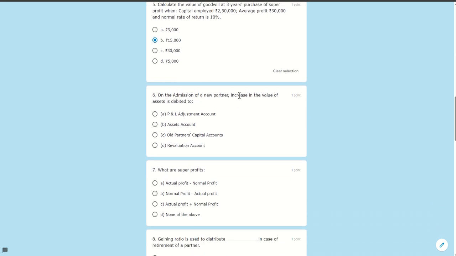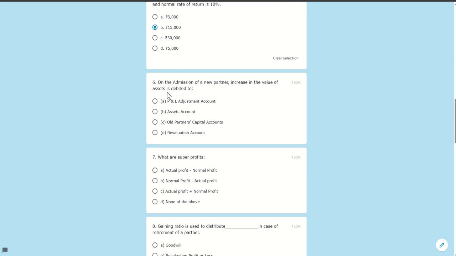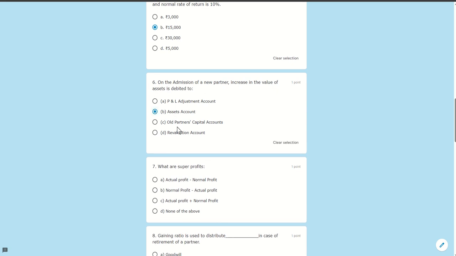On the admission of a new partner, increase in the value of assets is debited to. Now, don't be confused here. It talks about increase in the value of assets. That's always debited to the assets account. If they were asking is credited to, then it would have been the PL adjustment account or the revaluation account.